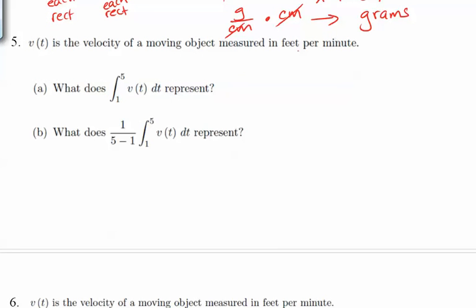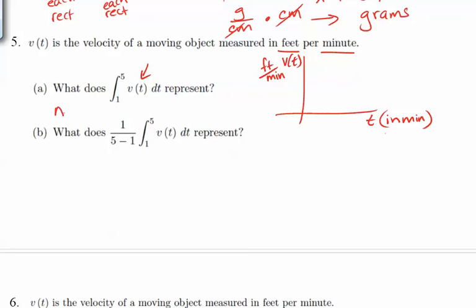All right. Velocity curve. Here we're measuring in feet per minute. So our y-axis is our velocity. So feet per minute on our y-axis, or here it would be our v-axis, and our time axis in this case is measured in minutes. So what does this represent? It represents the net distance between 1 and 5 minutes.